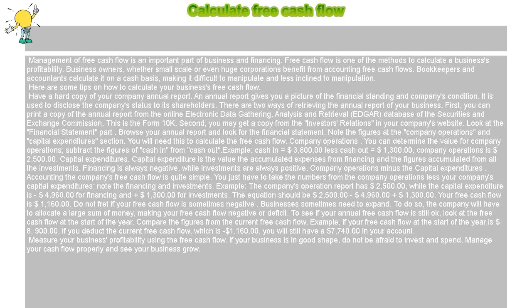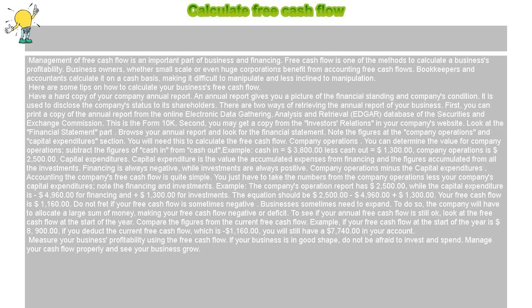Calculate free cash flow. Management of free cash flow is an important part of business and financing. Free cash flow is one of the methods to calculate a business's profitability. Business owners, whether small-scale or even huge corporations, benefit from accounting free cash flows.